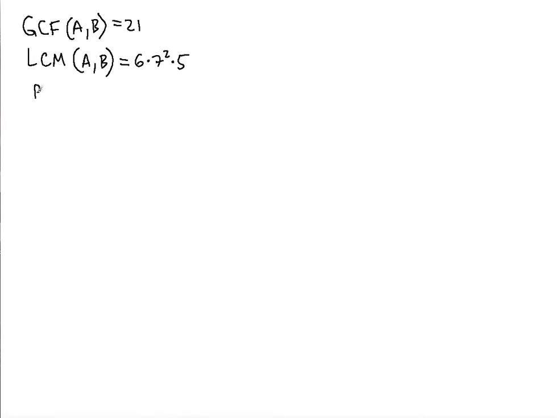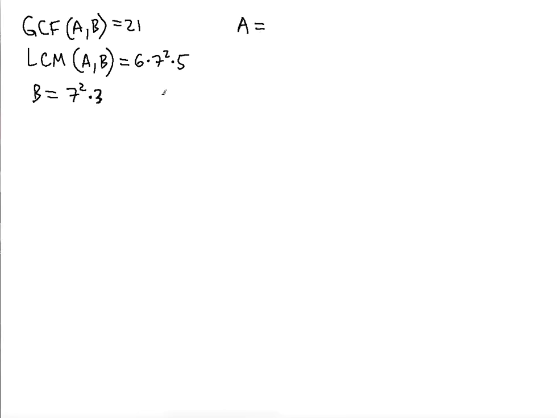Suppose that you're given GCF and LCM, so that the GCF of two distinct numbers A and B is going to be 21, and the LCM of these same two numbers is going to be 6 times 7 squared times 5. And one of the numbers, B, is given as 7 squared times 3. Your job is to find A.